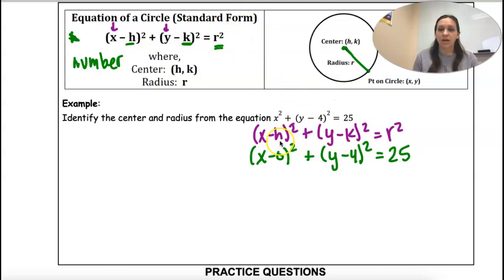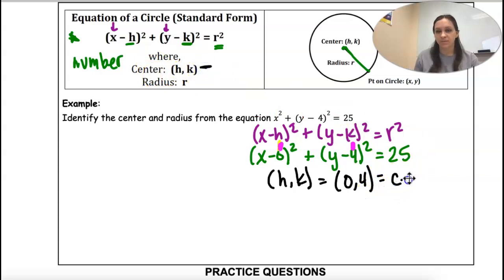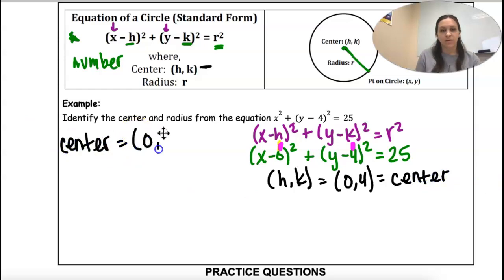Okay, so what's h? H is 0, and what's k? Is 4. So (h, k) is equal to (0, 4). And that is the center. Okay, so the center is (0, 4).